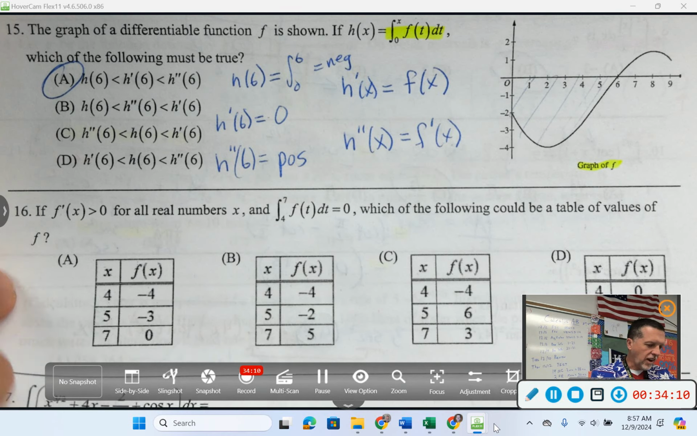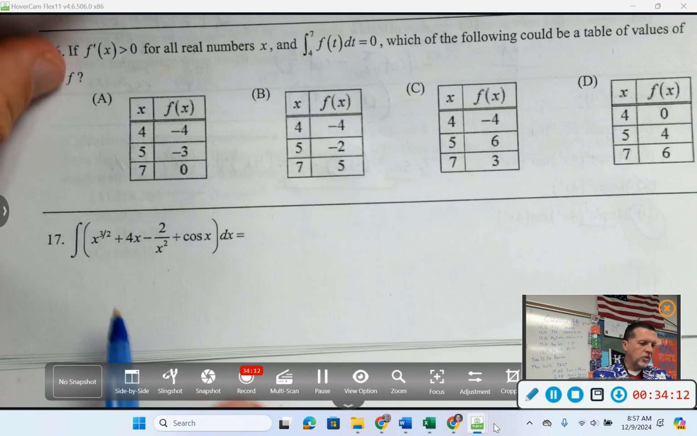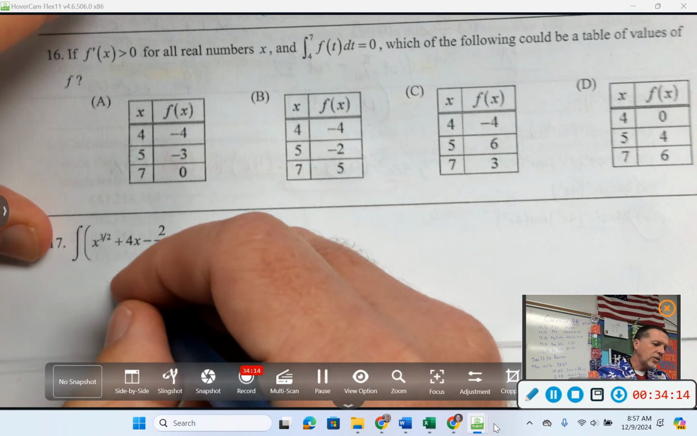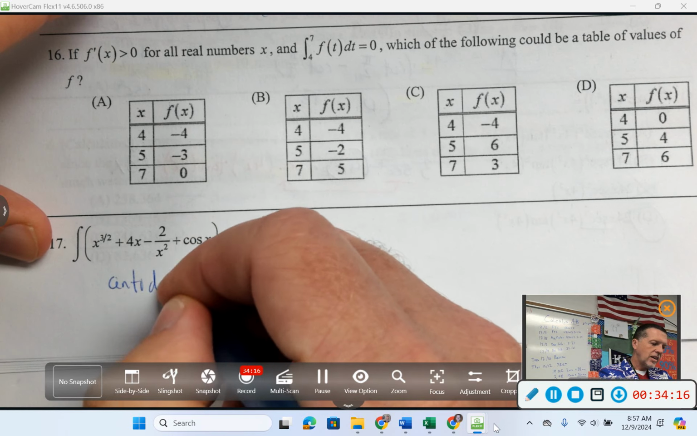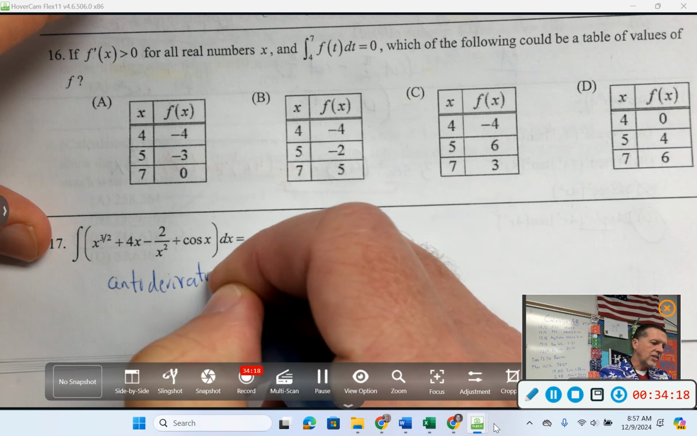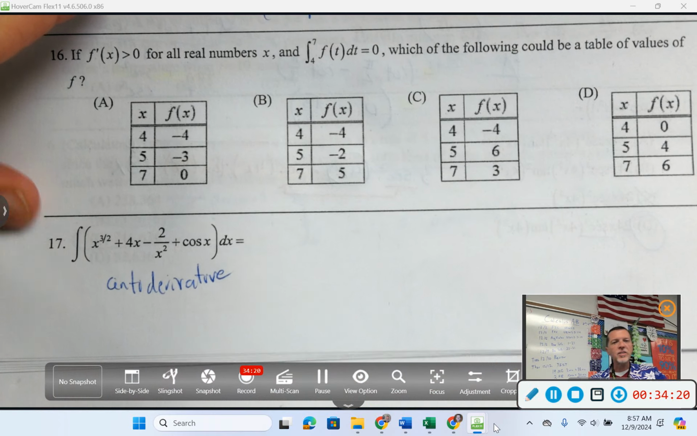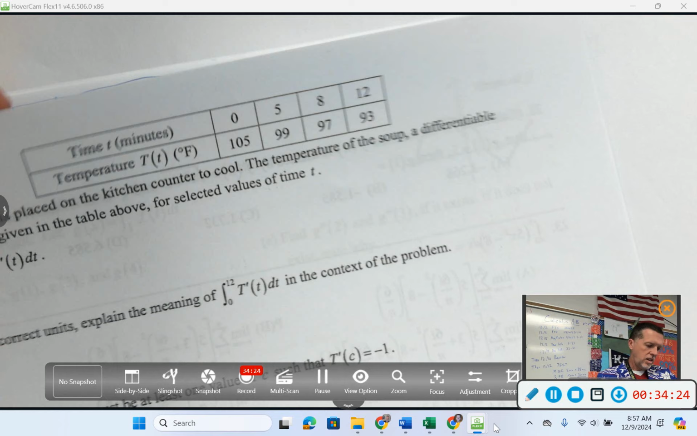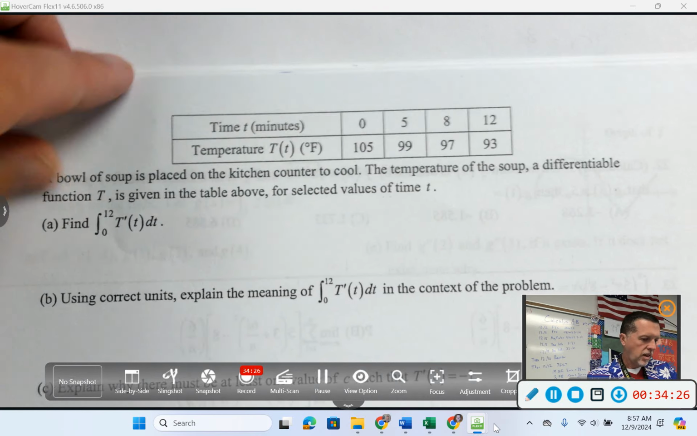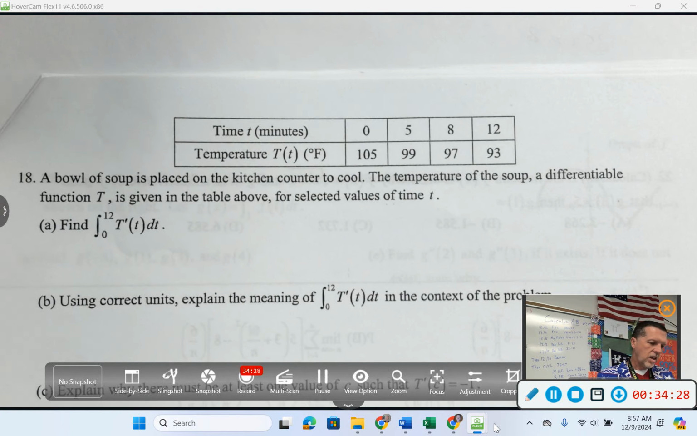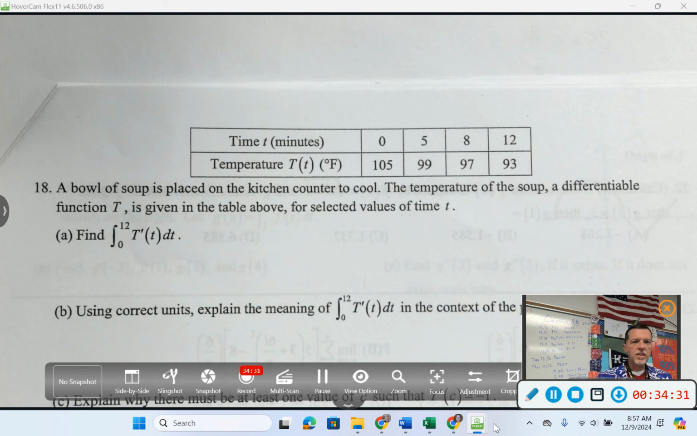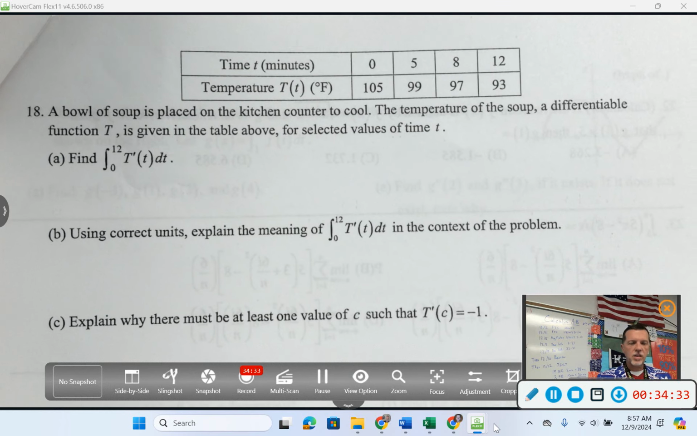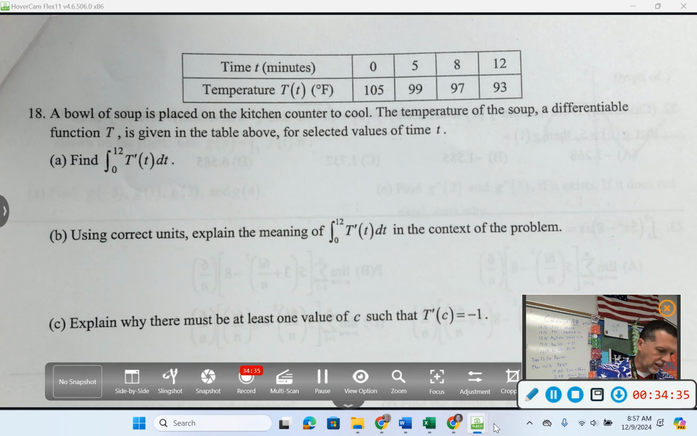$16 you can figure out. 17 is like a traditional, by-hand antiderivative. Nothing tricky about 17. That's just go through the pieces and take the antiderivative. Let's get through 18, and then I think we'll be all right for today.